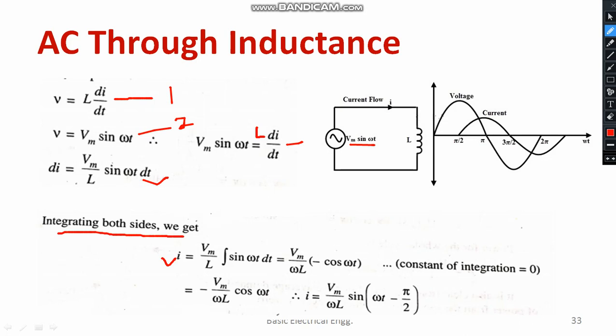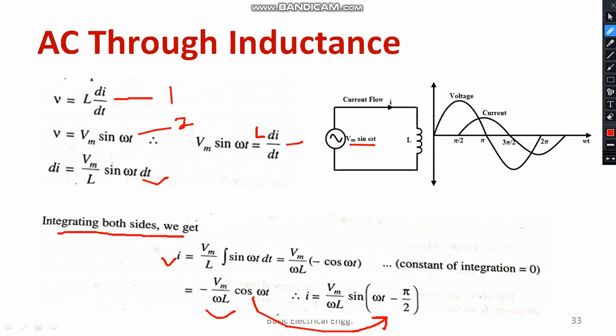When I integrate, omega will come down, right? So Vm by omega L into minus cos omega t. Clear? Later I will take the minus outside: minus of Vm by omega L into cos omega t. Hope it is clear. Thereafter, according to the trigonometric relation, cos omega t can be written as sin omega t minus pi by 2. But sin omega t minus pi by 2 is equal to minus of cos omega t. I hope you understood. That trigonometric relation you have to follow.